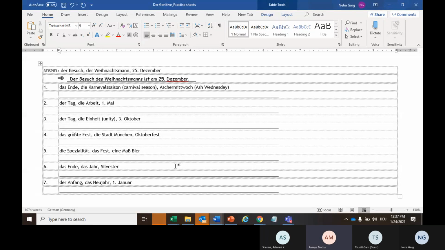But isn't das neue Jahr mehrsilbig? So here there are actually two words which have been combined. Das Jahr. So that is basically a composite word. So here we will be considering Jahr only. Okay, okay. So it will be Jahres.